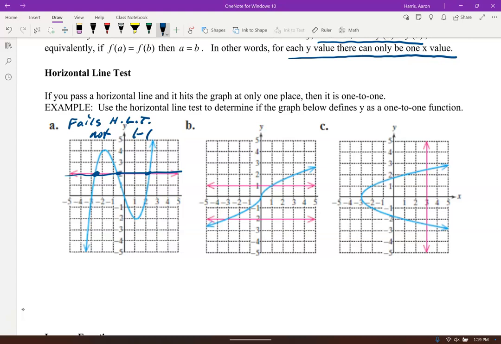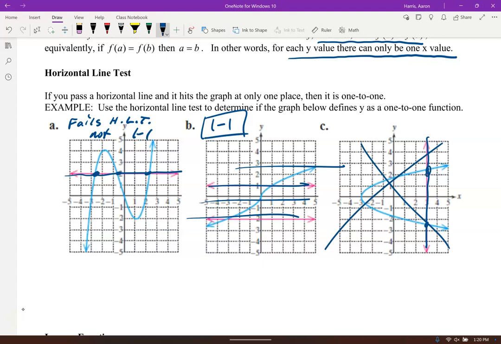B is a function, passes the vertical line test. Does it pass the horizontal line test? Does it only hit once every time I test it horizontally? Yeah. Passes the horizontal line test. So this, yes, is one-to-one. This is a one-to-one function. In other words, it has an inverse. The third one, is it a function? Not a function. So it can't have an inverse anyways. I know it passes the horizontal line test, but I don't care because it's not even a function. So since it's not a function, there's no way it can have an inverse.